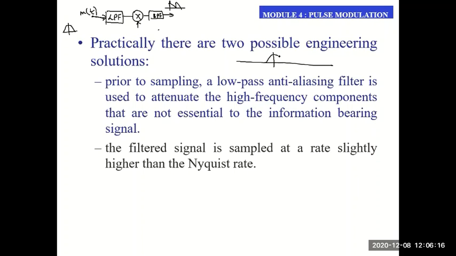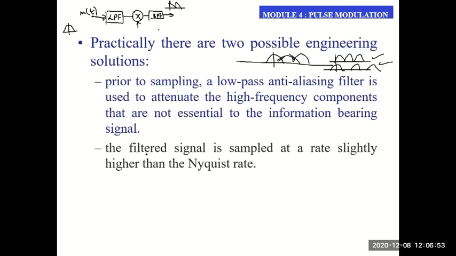Remember, this overlap should be avoided. Overlap between the bands of the successive signals should be avoided, and you should either get them touching each other at the edges, or far spaced. Lots of gap is there, then no problem at all. Either this or this is preferred, not like this. So one solution is to use an initial anti-aliasing low pass filter and remove all the high frequency components which are not essential.